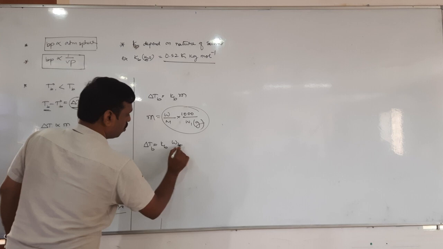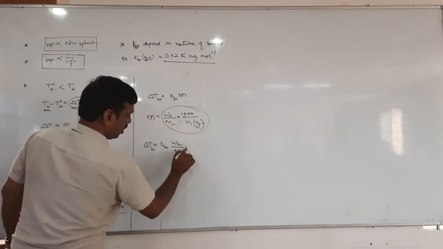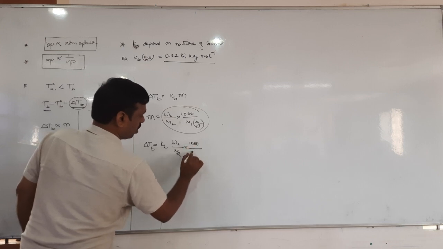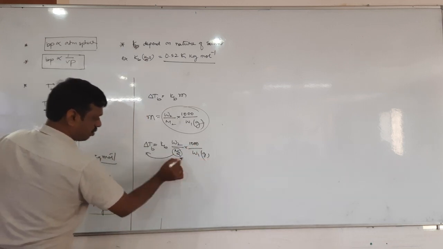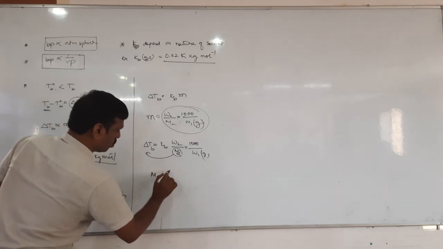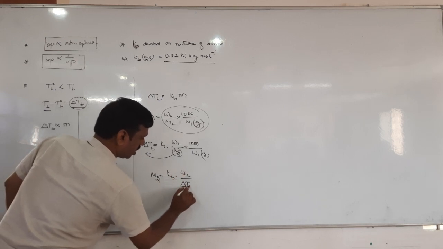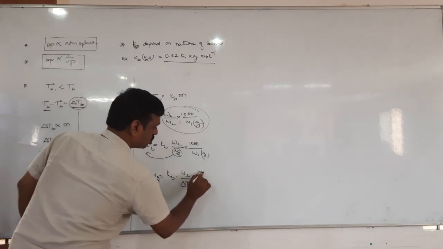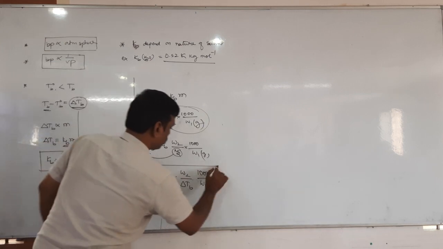Then you can take W2 by M2. It is actually 2 into 1000 divided by W1 in grams. So here you bring here, it comes here. So therefore M2 equal to Kb into W2 by delta Tb into 1000 divided by W1 in grams. Have you written this also?